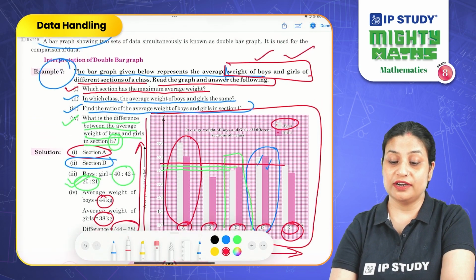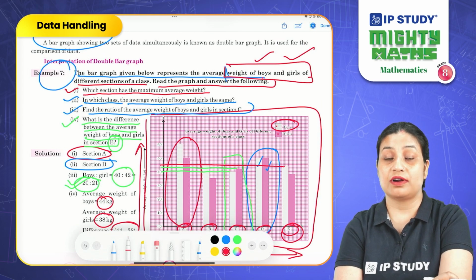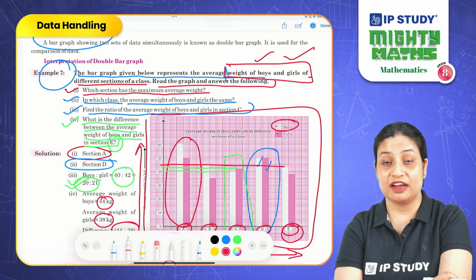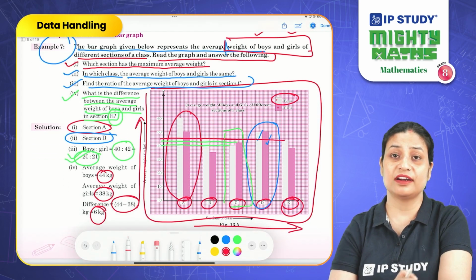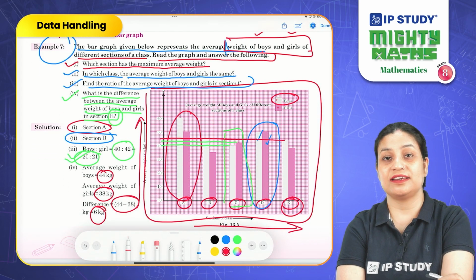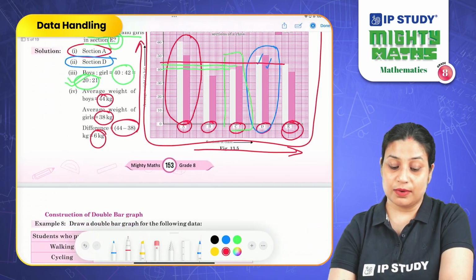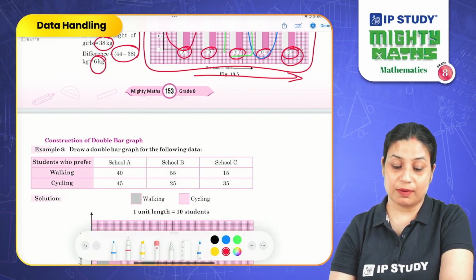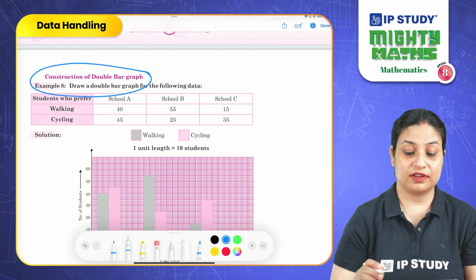So dear students, I hope you have understood how to read or interpret a double bar graph when you're comparing two data sets. A double bar graph makes your work easy when you want to compare two data sets together. Now let's move on to the next topic. Let's see how to construct a double bar graph.